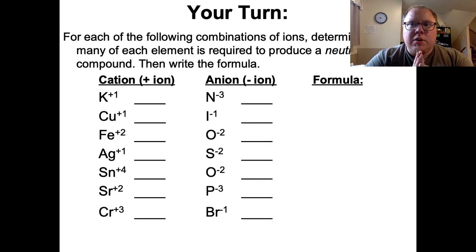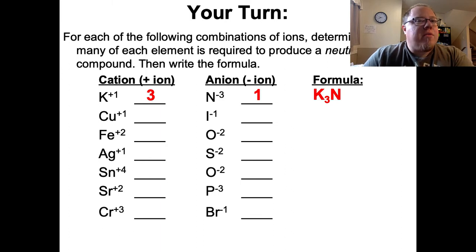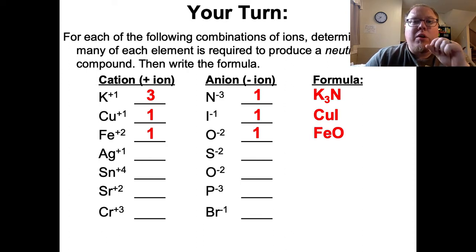Got an answer? Okay, so this first one, positive 1 and negative 3. So that is a 3-to-1 ratio, so the formula is K3N. Next one is a positive 1, negative 1. So that is the same, so 1-to-1. So the formula is CuI. Next one, positive 2, negative 2. Those are the same. So this one's going to be a 1-to-1 ratio. So the formula would be FeO.